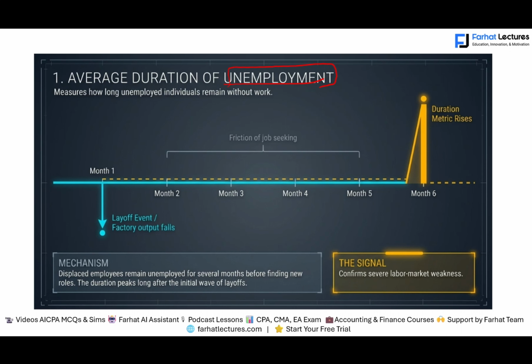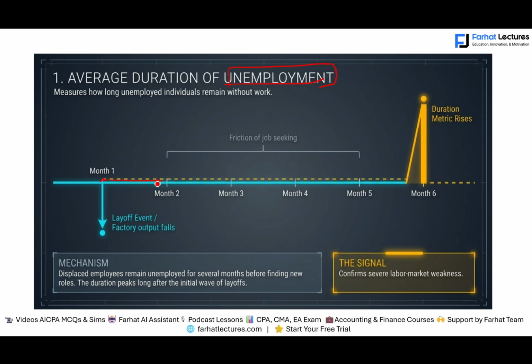What is it? What does it measure? It measures the average number of weeks an unemployed individual remains without a job. How long are you staying without a job? Now, why is this a lagging indicator? When a recession hits, companies will start to lay off employees. Great. Now keep in mind, those employees may take a month off and then start to look for a job. They may prepare the resume during that month, take a break, attend interviews.